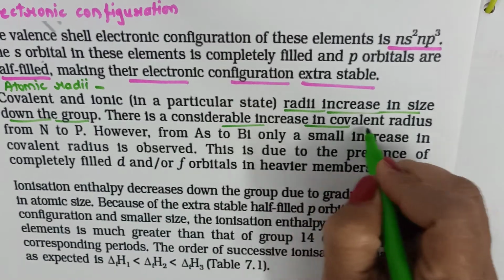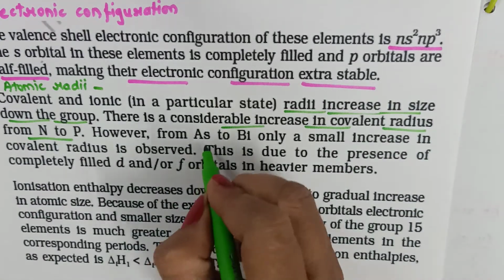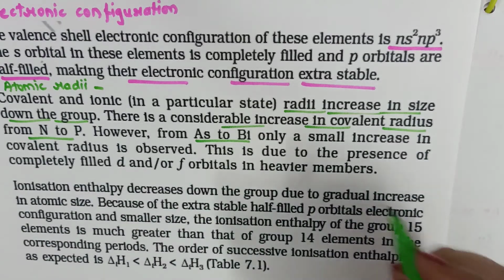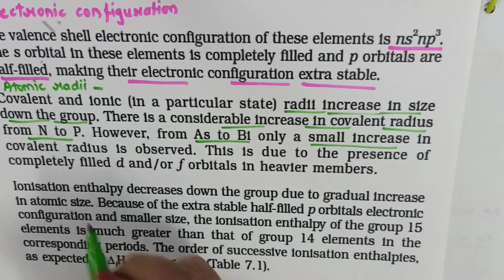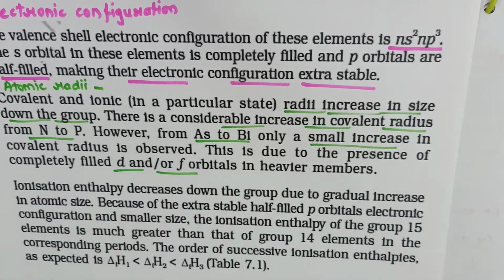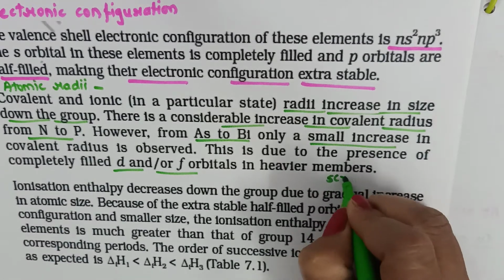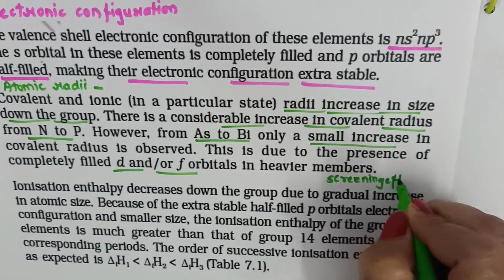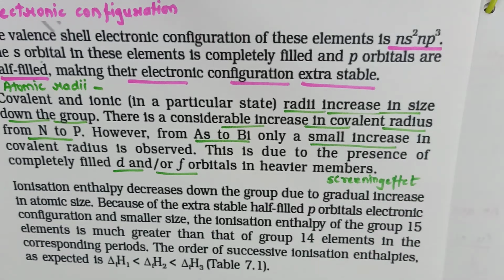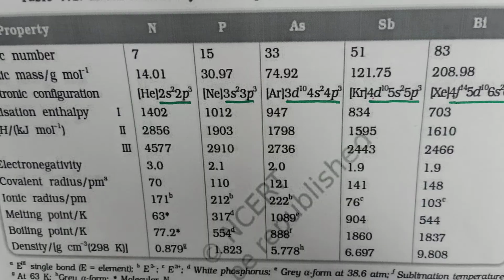From nitrogen to phosphorus, the increase is quite considerable, but if we move from arsenic to bismuth, there will be a small increase. And just now we have seen that from arsenic to bismuth, there is introduction of d or f orbital, and it results in shielding effect or screening effect. And that's why it results in smaller increase in size.